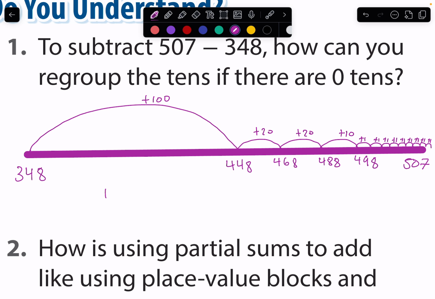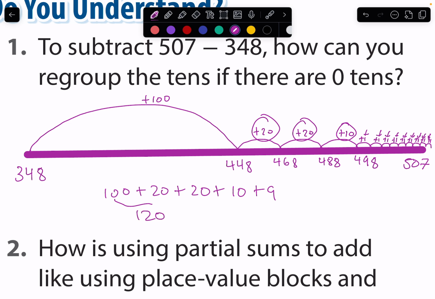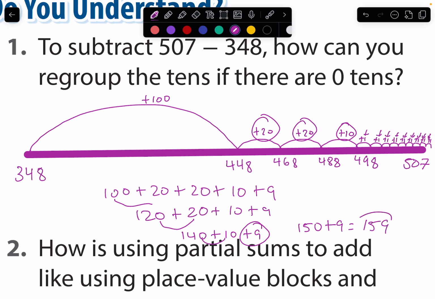But for now, we have 100 plus 20 plus 20 plus 10. And then how many ones do we have here? 1, 2, 3, 4, 5, 6, 7, 8, and 9. Plus 9. I think we can clean that up a little bit. So we have 100 plus 20 is 120 plus 20 plus 10 plus 9. Let's keep cleaning. 120 plus 20, 140 plus 10 plus 9. 140 plus 10, 150, and then plus 9 equals 159. And there you go.